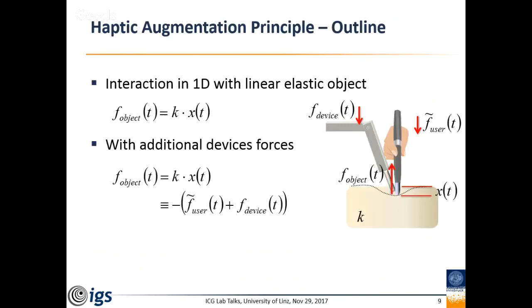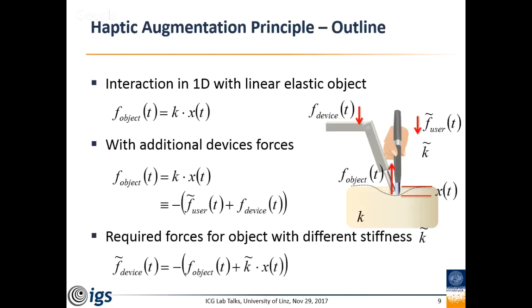That means that the reaction force of the object is now equal to the sum of the two. The user has a different force now, the tilde F, which is smaller. So to the user, this object now feels softer in a sense, because the device assists in the motion, in the compression.